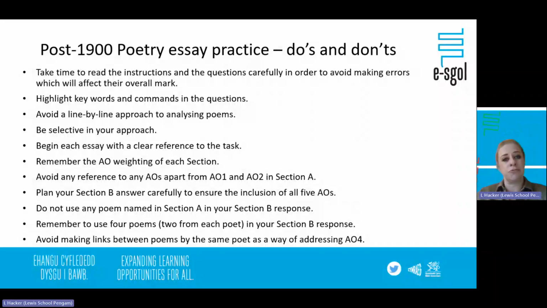If you do, it's called a rubric infringement. It's not the end of the world, but don't put yourself in that position. Make sure you select different poems for your Section B. Do remember to use 4 poems, 2 from each poet in Section B, and avoid making links between poems by the same poet as a way of addressing AO4. That's really important as well. Your comparisons and contrasts need to be between the poets, not 2 poems by the same poet.